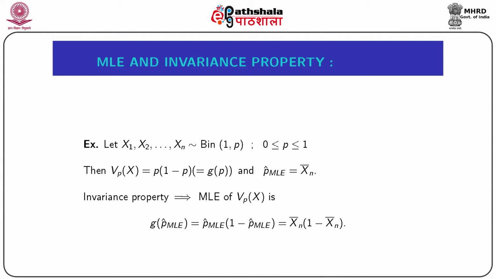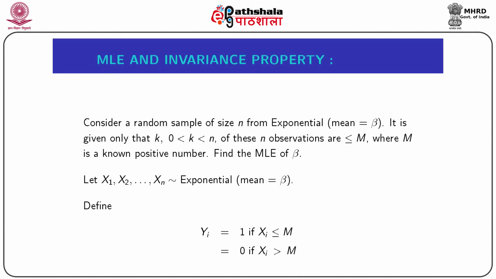Also, we have studied that under Bernoulli sample observations, the maximum likelihood estimator of p is nothing but the sample mean X bar. Now, using the invariance property, we can say that the maximum likelihood estimator of the variance of X is equal to the maximum likelihood estimator of p times (1 minus the maximum likelihood estimator of p), that is equal to X bar times (1 minus X bar). Next, consider a random sample of size n from an exponential distribution whose mean is beta.